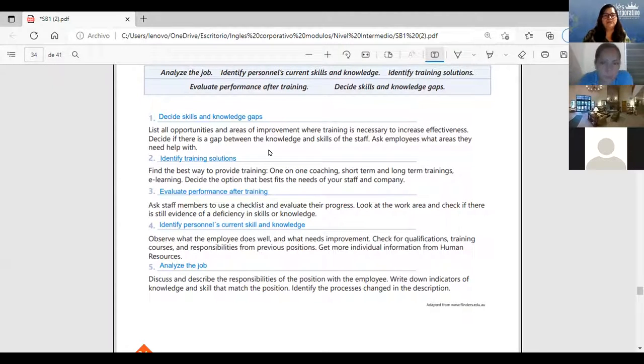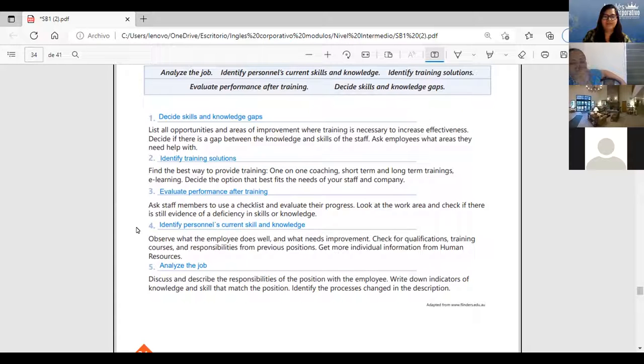Efficiency in skill or knowledge. Teacher, and number one, esta. Effectiveness. Increase effectiveness. Okay. Number four, Carlos. Teacher, estamos perdidos, ¿verdad? No. Number four, identify personal current skills and knowledge. Observe what the employees do well, and what needs improvement. Check for qualifications, training, courses, and responsibilities from previous positions. Get more individual information from human resources.